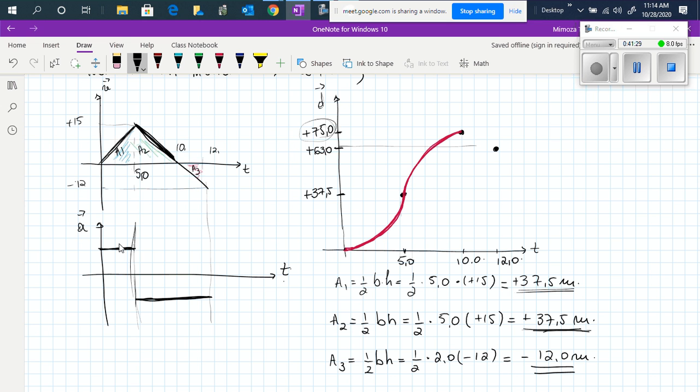And the question will be, how is it going at that point? Is it going straight or curve up or curve down? And since the slope of the velocity time graph for this part of the motion is negative, it will be curve down.